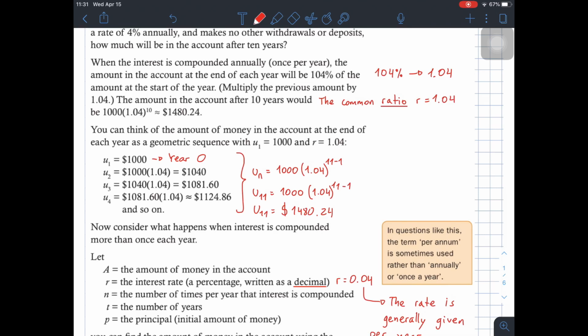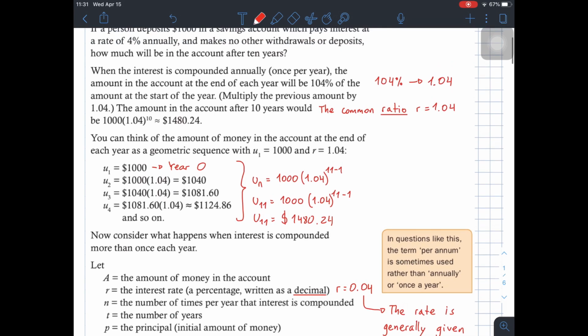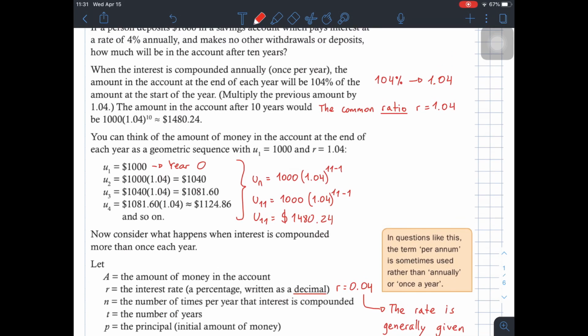The amount in the account after 10 years would be this amount, right? 1,000, which is the initial, times the interest rate, which is 104%, because it increases 4% each year, to the power of 10, because it's 10 years from now. So by the end of the 10th year, I should have $1,480.24.